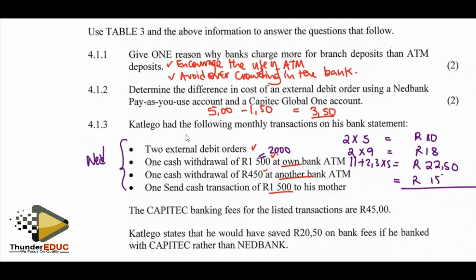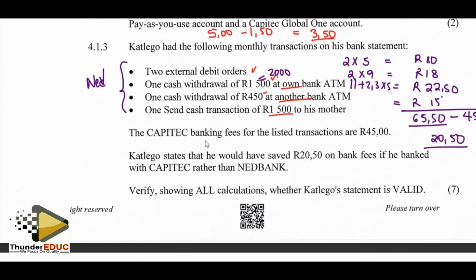Let's add everything up: 10 plus 18 plus 22 rands 50 cents plus 15. You end up having 65 rands 50 cents. This is for Nedbank, minus the money from Capitec. Indeed, you remain with 20 rand 50 cents. And the statement is what? The statement is valid.